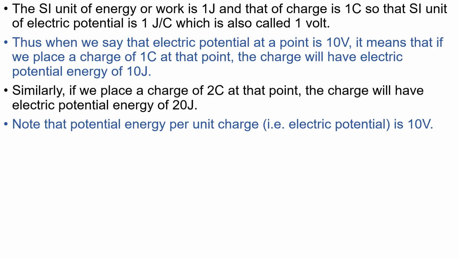Thus when we say that electric potential at a point is 10 volt, it means that if we place a charge of 1 coulomb at that point, the charge will have electric potential energy of 10 joule. Similarly, if we place a charge of 2 coulomb at that point, the charge will have electric potential energy of 20 joule. Note that potential energy per unit charge, that is electric potential, is 10 volt.